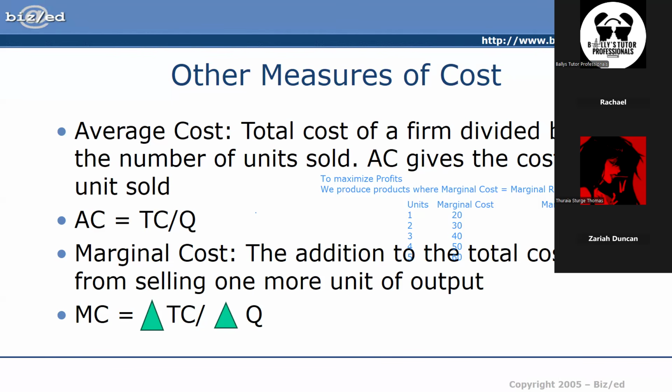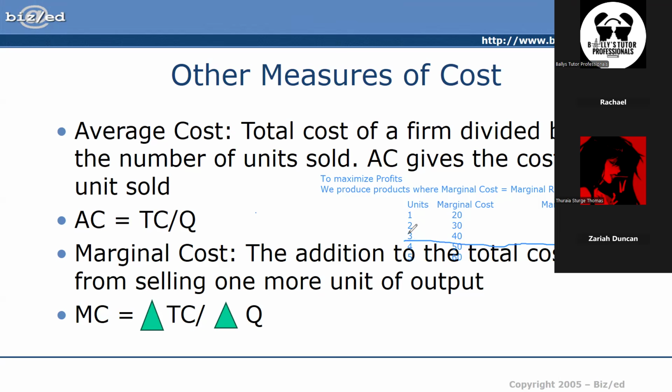Where I would stop is the third unit. When I produce the third unit, I'm breaking even. I am not going to go past this unit because I know after that I'm going to be making losses, because my marginal cost here is 50 and my marginal revenue is 35. So I will stop here. The number of units I would produce is 3 in order to maximize my profits.